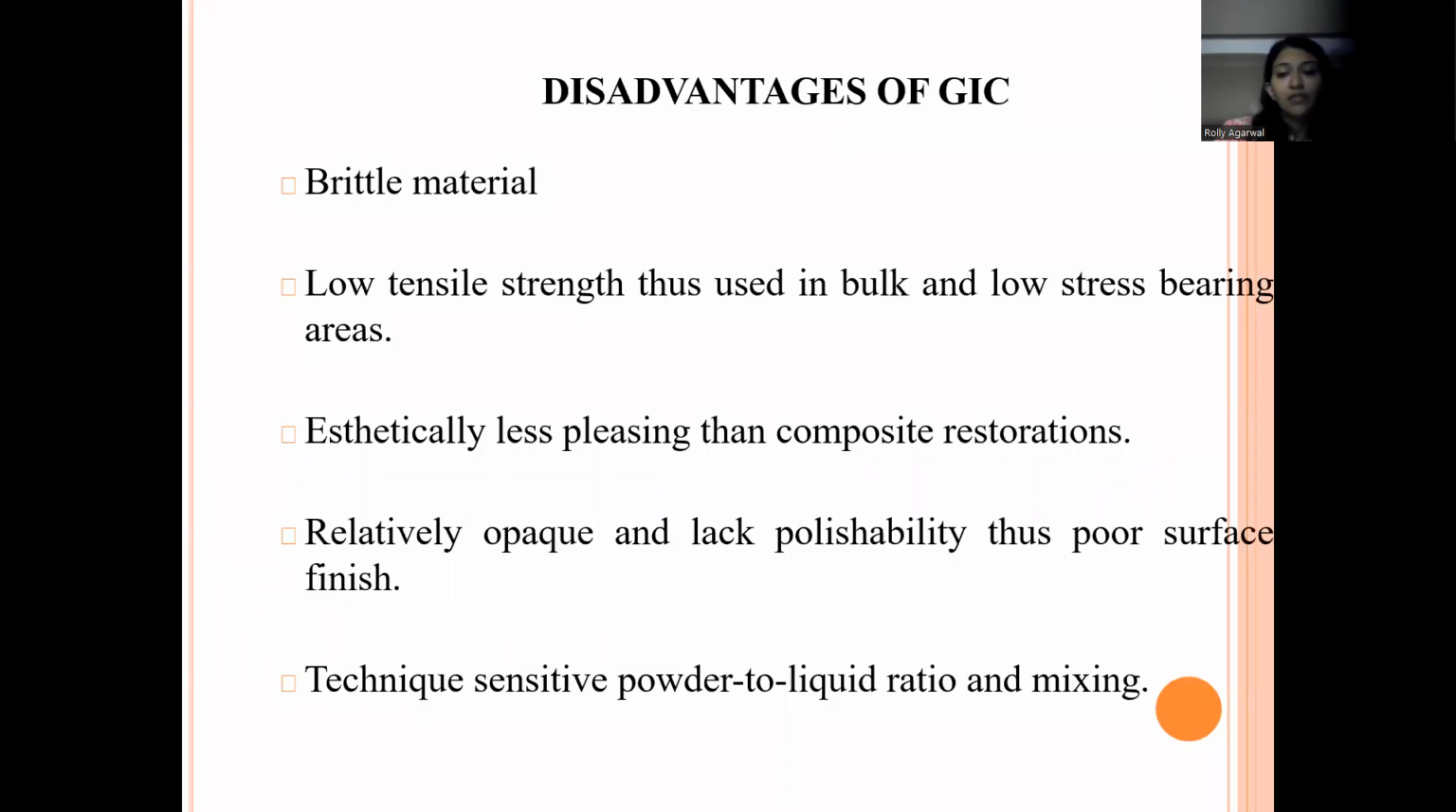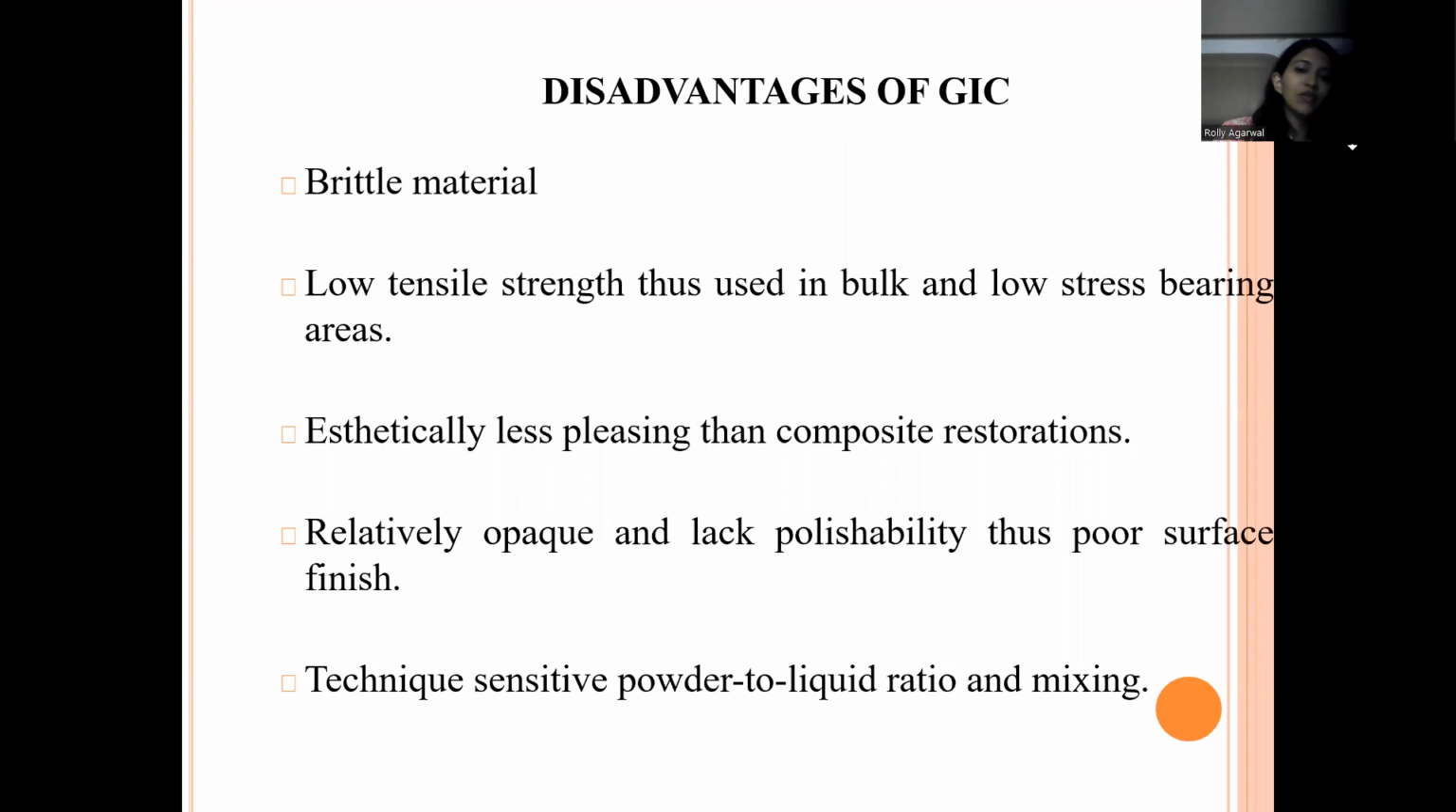What are the disadvantages of glass ionomer cement? It is a brittle material. That means the compressive strength is all right, but tensile strength is low. So it cannot be used in areas where tensile stresses or shear stresses are expected.